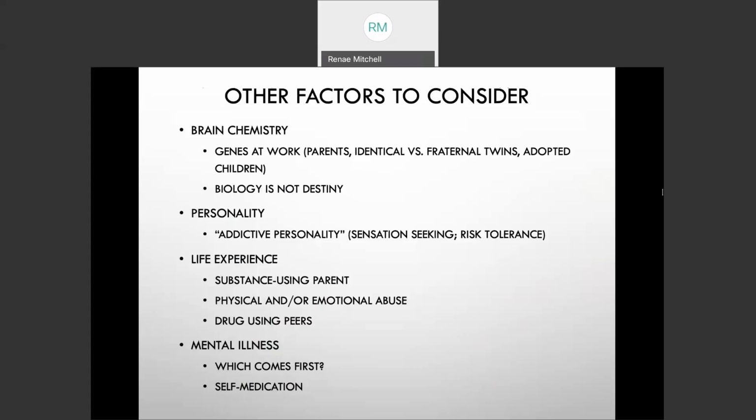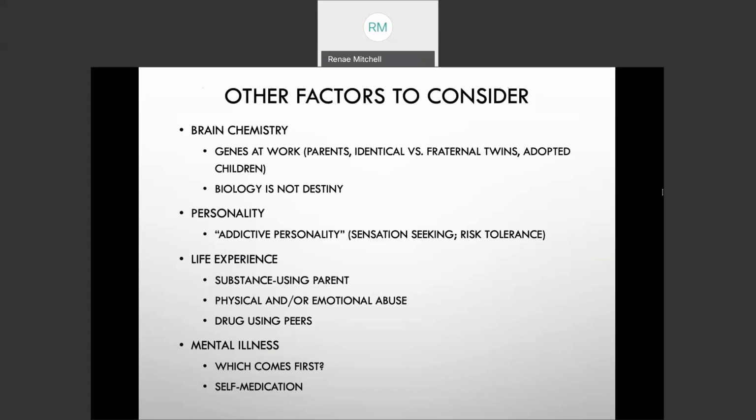There's controversy around whether or not there's such a thing as an addictive personality, but we can say that there are individual differences in terms of the degree to which someone seeks out new sensations or the level of risk that they're willing to tolerate in their life, that these things might be correlated with drug use and addiction.